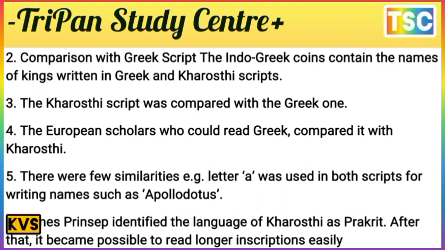There were a few similarities. For example, the letter A was used in both scripts for writing names such as Apollodotus. That's an important comparative similarity. So A was used in both scripts.